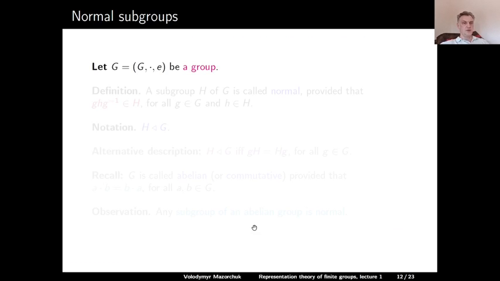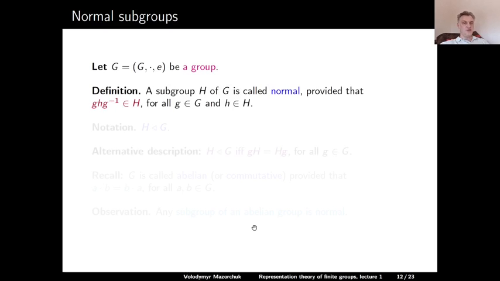Now let us talk about normal subgroups. Let G be a group. A subgroup H of G is called normal, provided that for any element g in G and for any element h in H, the element ghg inverse belongs to H. So the usual notation is as follows: H is a normal subgroup of G.